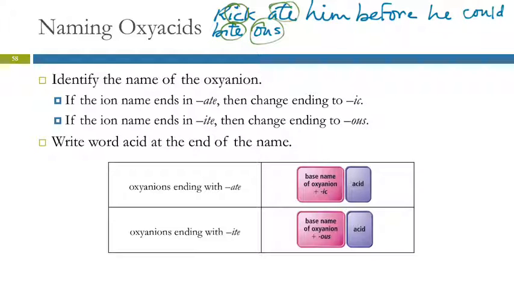The other one that some people use is "the white mouse ate icky cheese." So there you've got your "ite" and your "ous." White mouse ate icky cheese. If you come up with another one, you're welcome to use that. You just have to get them paired up in your head.